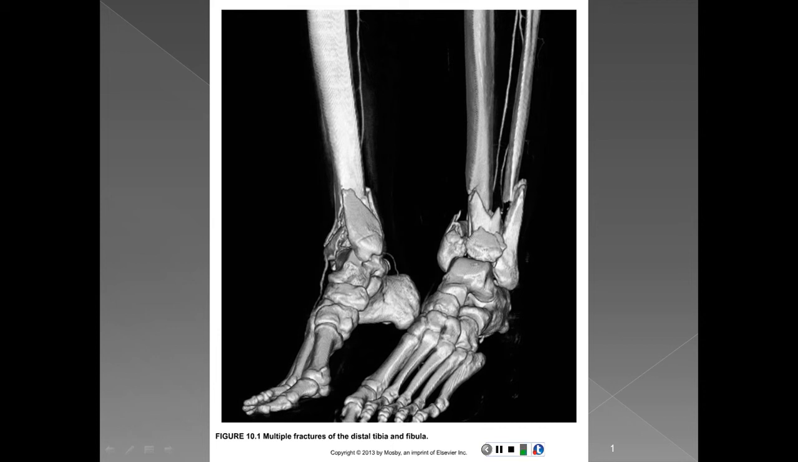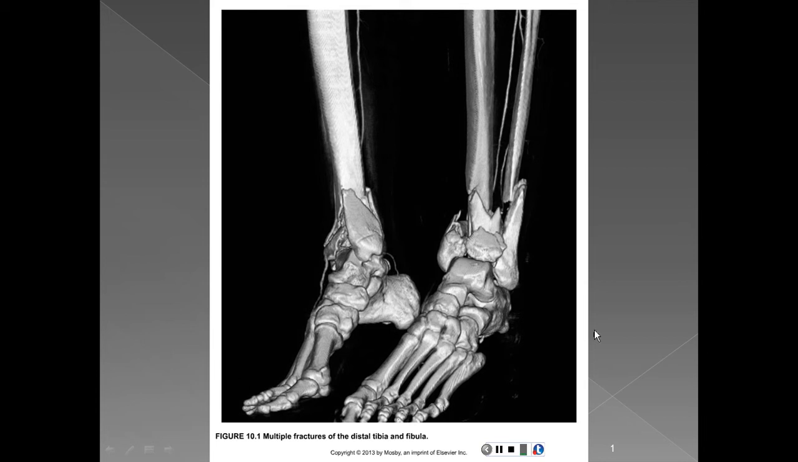Okay, we're going to start off on page 654, and the complex anatomy of the lower extremity is responsible for bearing the entire upper body weight and for accommodating the demands of movement placed on this system.